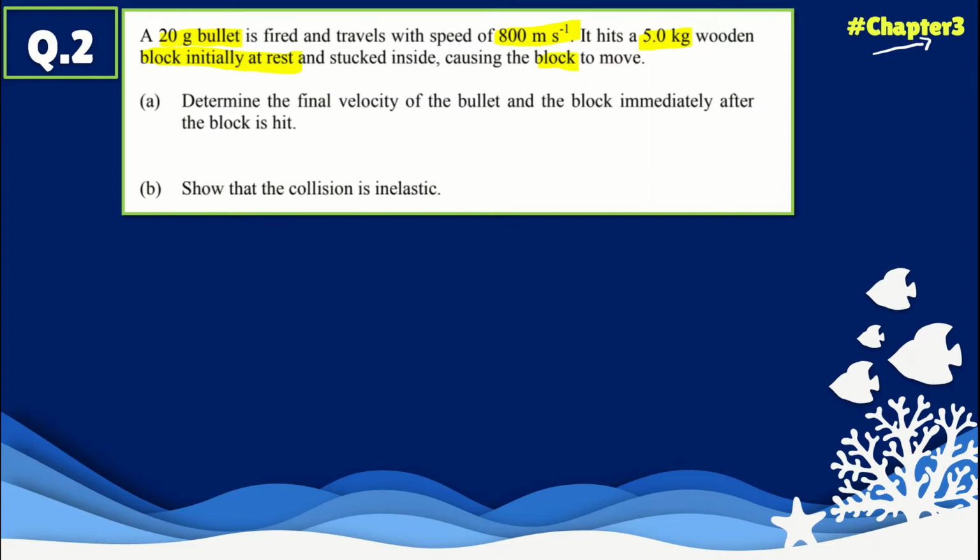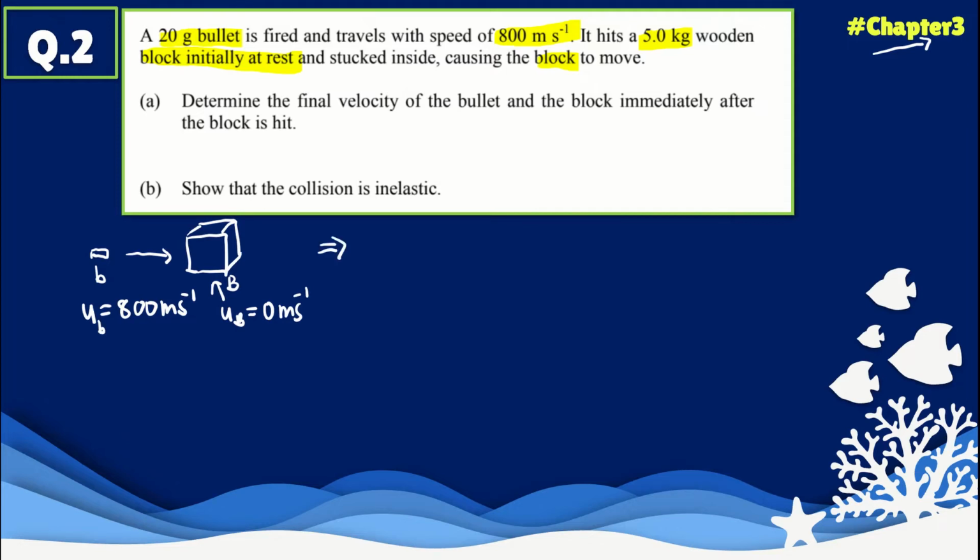So first thing first, as always, we are going to draw the situation of the question. So we have a bullet. The bullet travels with velocity 800 meters per second, and it hits a wooden block. Let's say we symbolize the block as capital B. This is initially at rest, so U of the wooden block is equal to 0 meters per second. This is your UB.